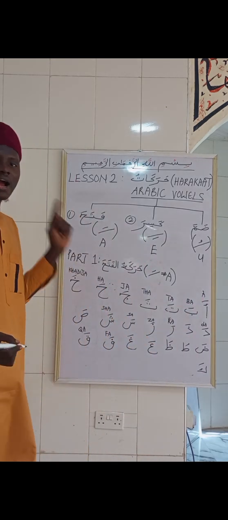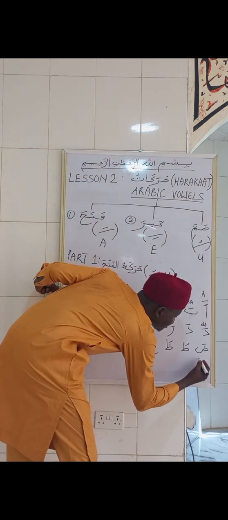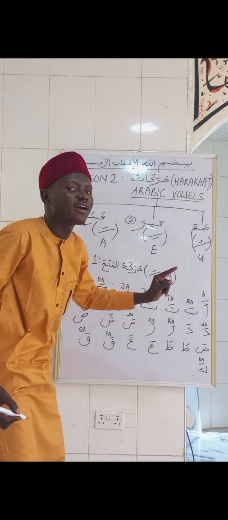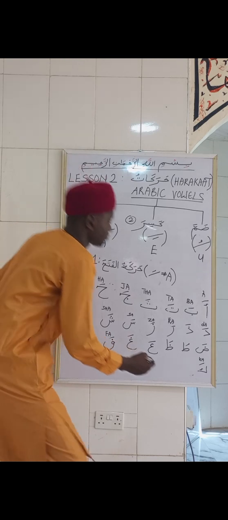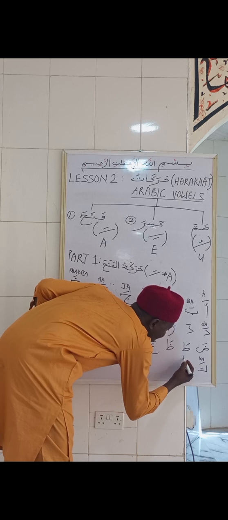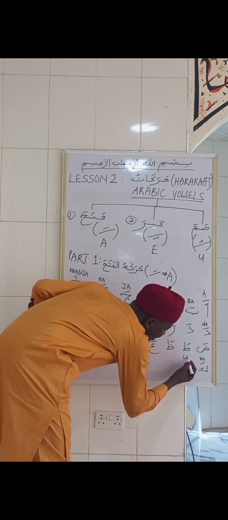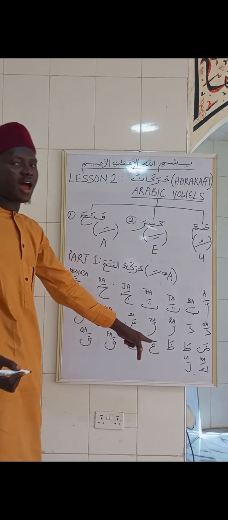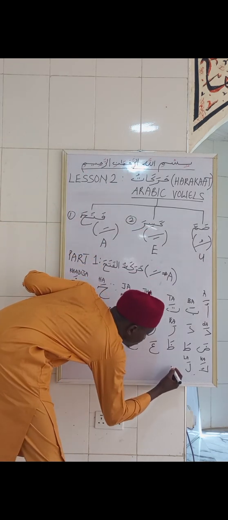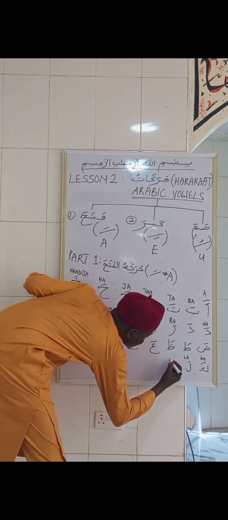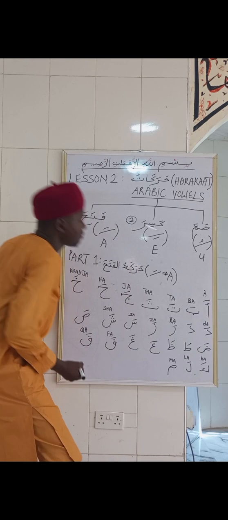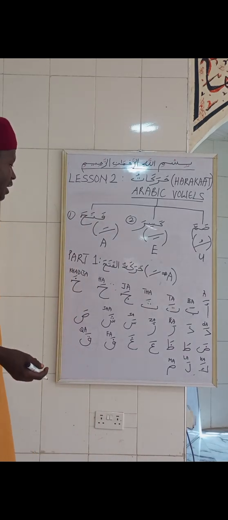Kaf fatha, ka. I said Kaf is K, so Ka is equally ka. Lam fatha is what? La. I say lam is L, so if you put an A, lam fatha, la. Mim, we say is M, right? Mim fatha, ma.